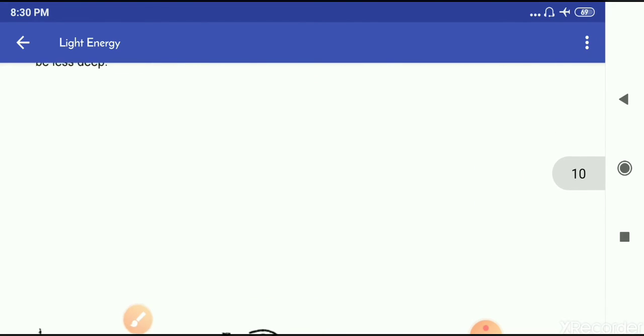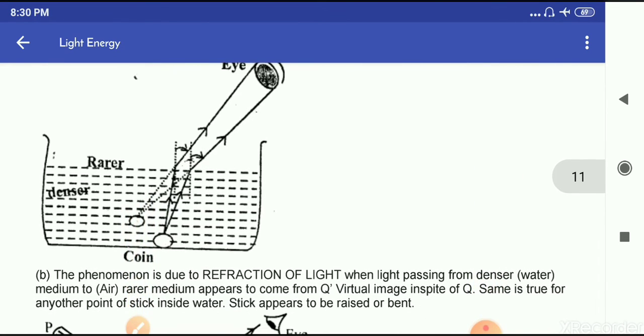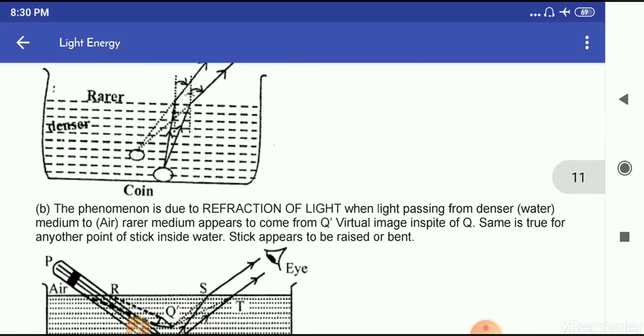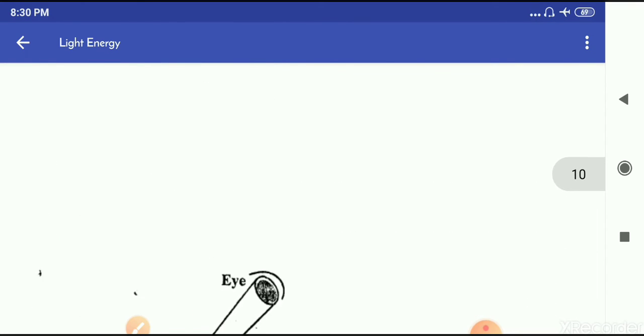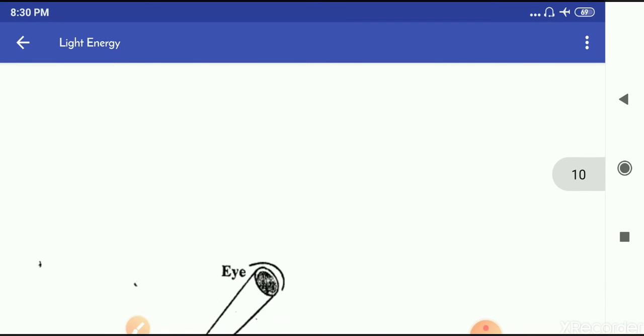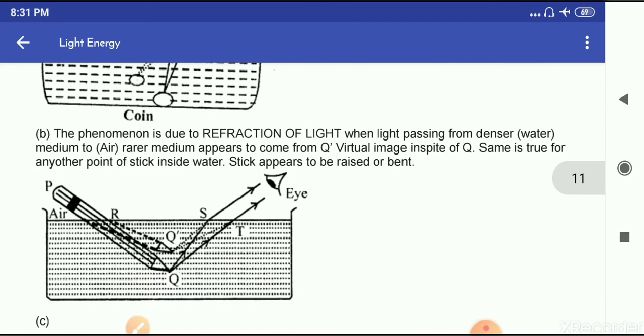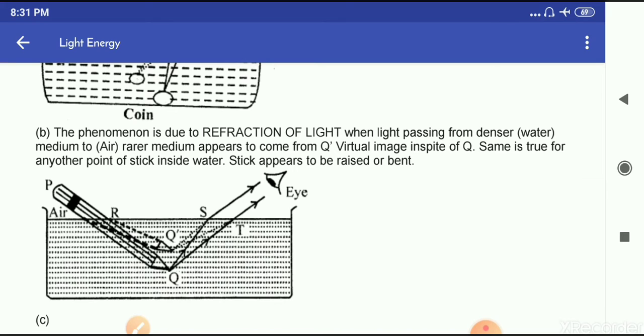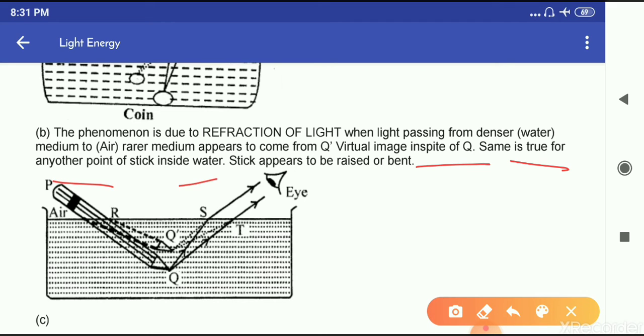Hence, in the same way, the depth of water appears to be less. Now for B, you can draw the diagram either from the book or from here. Question B is, a straight stick partially dipped in water obliquely appears to be bent at the surface of water. The phenomenon is due to the refraction of light. Light passing from denser medium to rarer medium appears to come from Q dash, a virtual image, in spite of Q. The same is true for any other point of the stick inside water. The stick appears to be raised or bent.